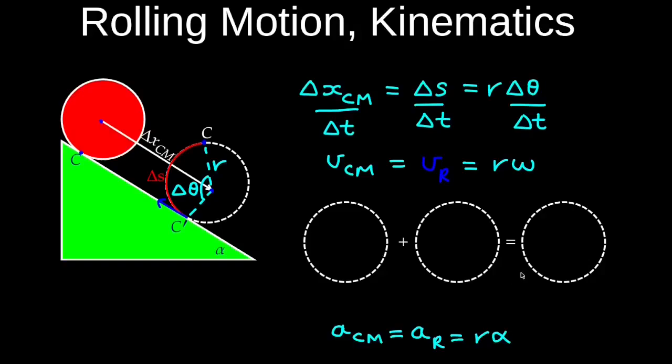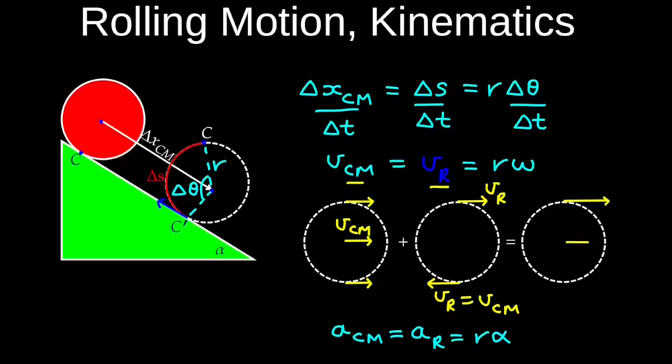So this rolling motion can be visualized as the superposition of the translation of the center of mass, which is the same everywhere on a disk, plus the rotation. So we have the rotational velocity at the contact point equal in magnitude to the velocity of the center of mass. And that's equal to the rolling motion. So we see that at a particular instant in time, the instantaneous velocity at the contact point is 0, because the translation and rotation of the disk cancel each other out.